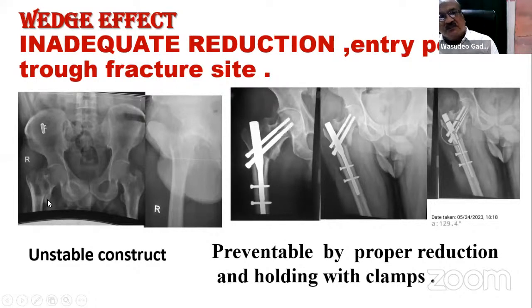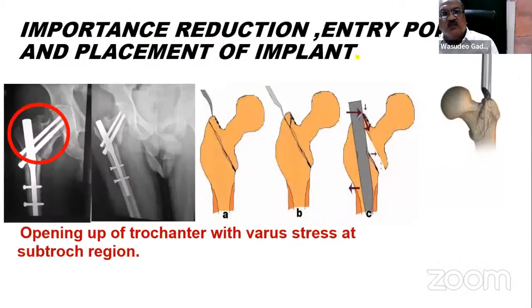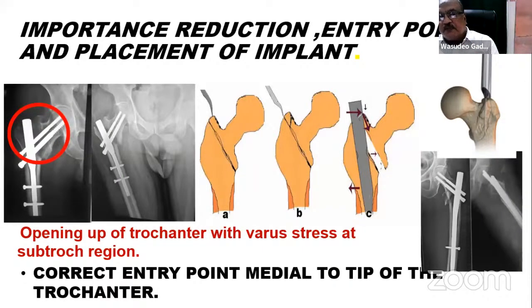They are the most irreducible fractures, and therefore some of them may require open reduction and fixation by DHS and derotation screw. So the importance of reduction and entry point, again I am emphasizing that it should not be like this, but it should be after reduction into the medial lane. So opening up the trochanter with stress at the trochanteric region, the correct entry point is medial to the tip of the trochanter, or even if the trochanter is fragmented you can go through the piriformis fossa, that will also suffice.